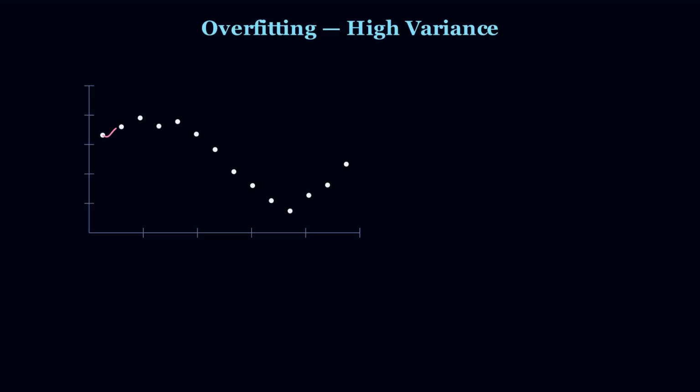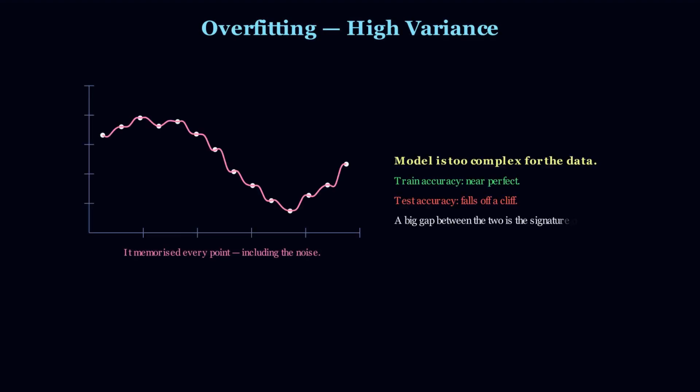Overfitting, your model is too complex for the data it's given. It doesn't learn the pattern, it memorizes every point, including the noise. Training accuracy, near perfect. Test accuracy, falls off a cliff. A big gap between train and test is the signature of high variance.